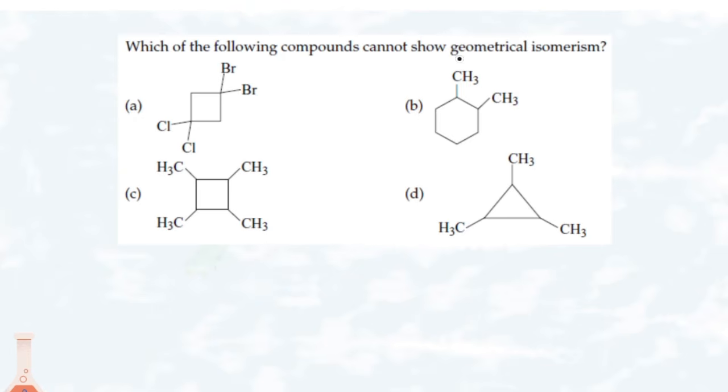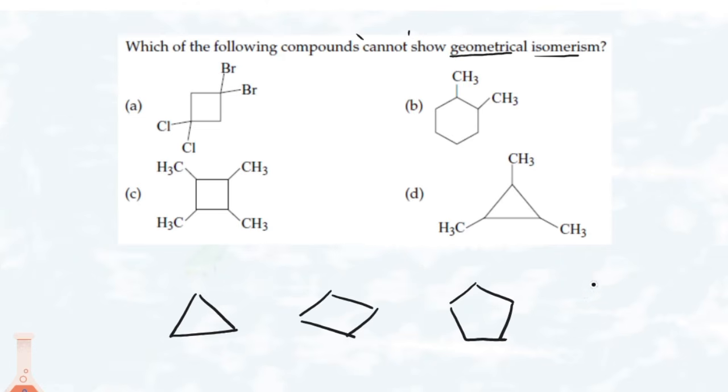The next question is based on geometrical isomerism. You have to identify the compound which will not show geometrical isomerism and all of them are cyclic molecules. So I'm going to explain this quickly how to identify whether these cyclic molecules will exhibit geometrical isomerism or not. So I have taken cyclopropane, cyclobutane, cyclopentane and cyclohexane. The principle is applicable for all the molecules.